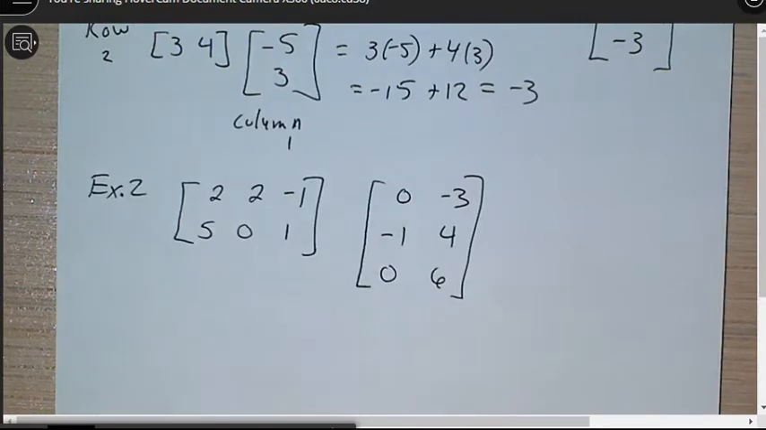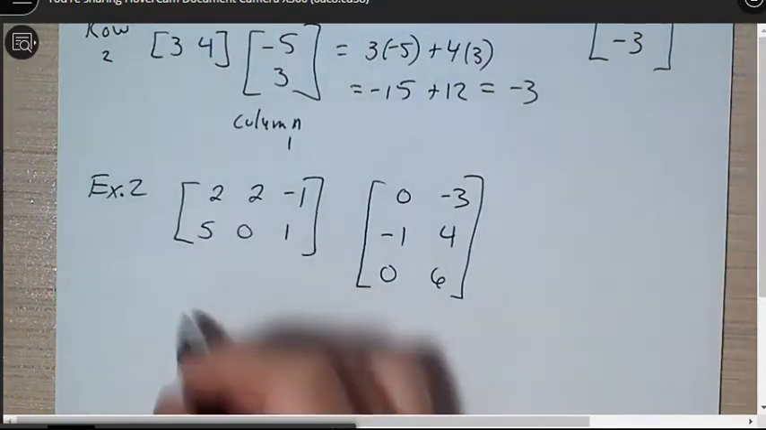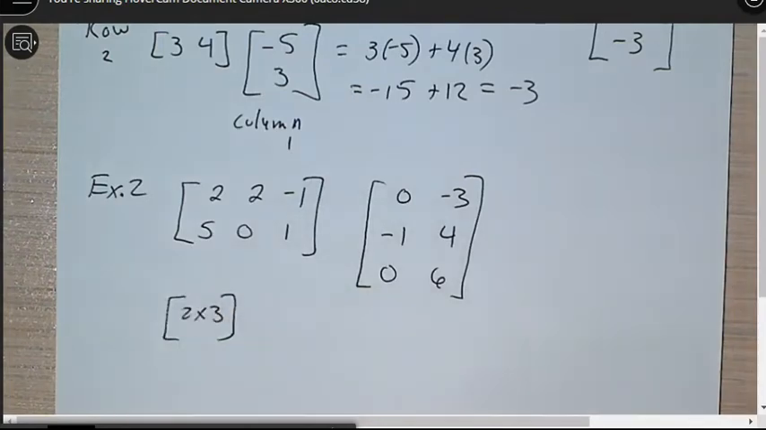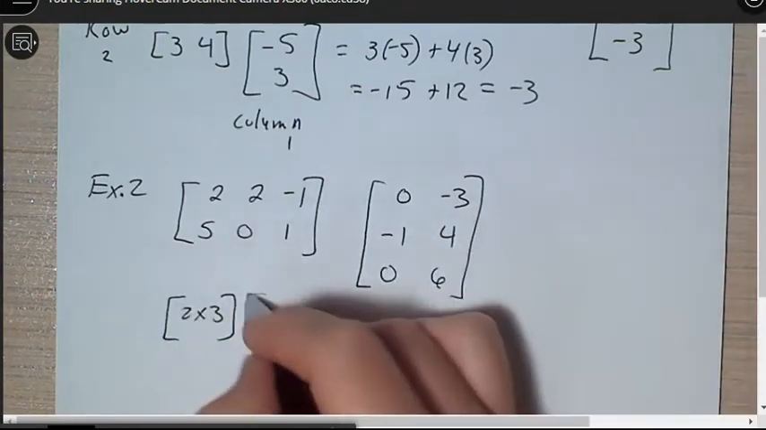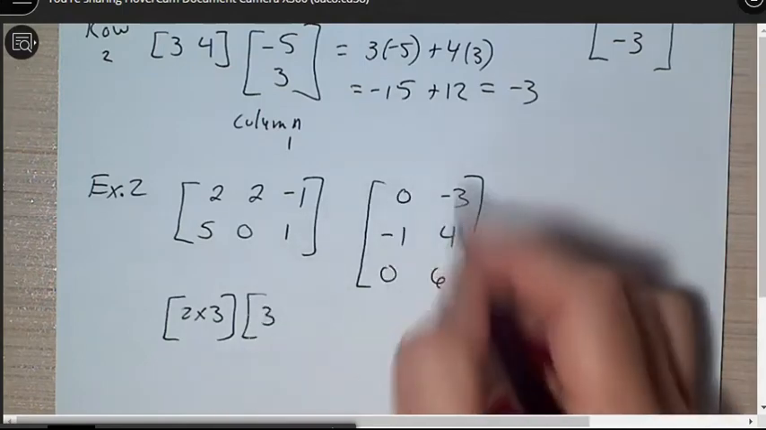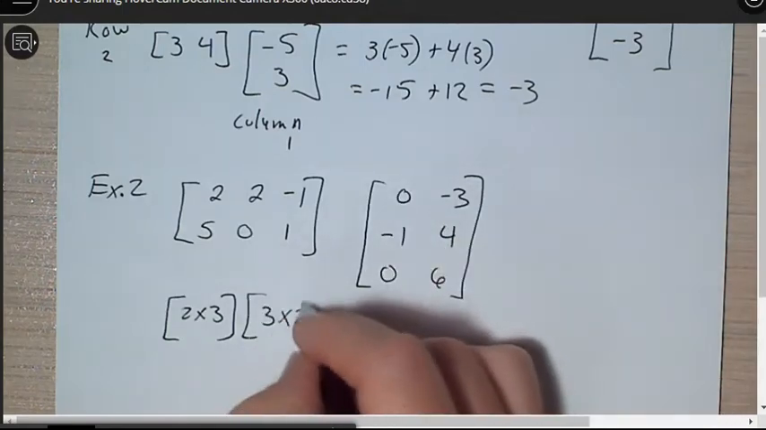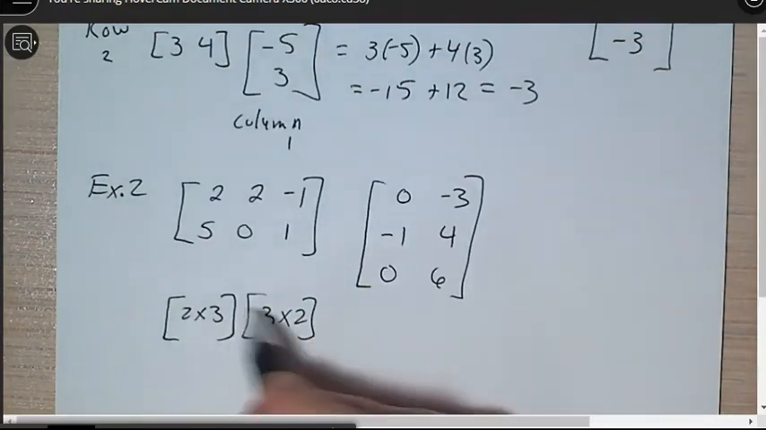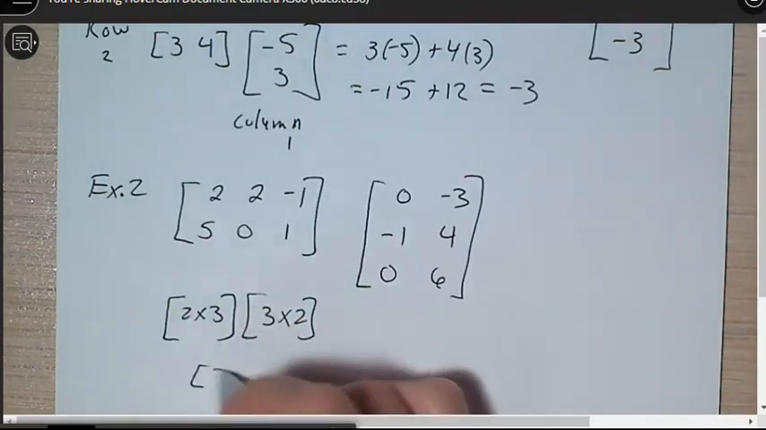Okay, so again, if you check size-wise on these, we've got 2 rows here, so this is a 2 by 3 matrix. And this has got 1, 2, 3 rows and 2 columns, so this is a 3 by 2 matrix. So when we multiply these two together, the two middle numbers do match. This is going to wind up being a 2 by 2 matrix.